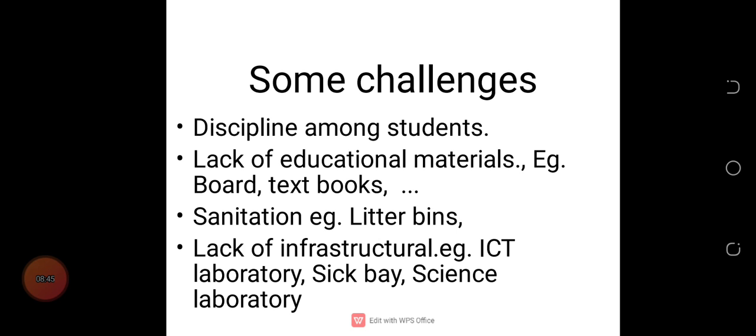Then we also have sanitation. So here you want to talk about maybe poor sanitation. Okay, is it that you don't have a prefect in charge, or the litter bins are not enough, or you don't have dustbins at appropriate places where students or learners can drop litter when they need to? If that is the case, then that is what you talk about under sanitation. So that will also take another paragraph.